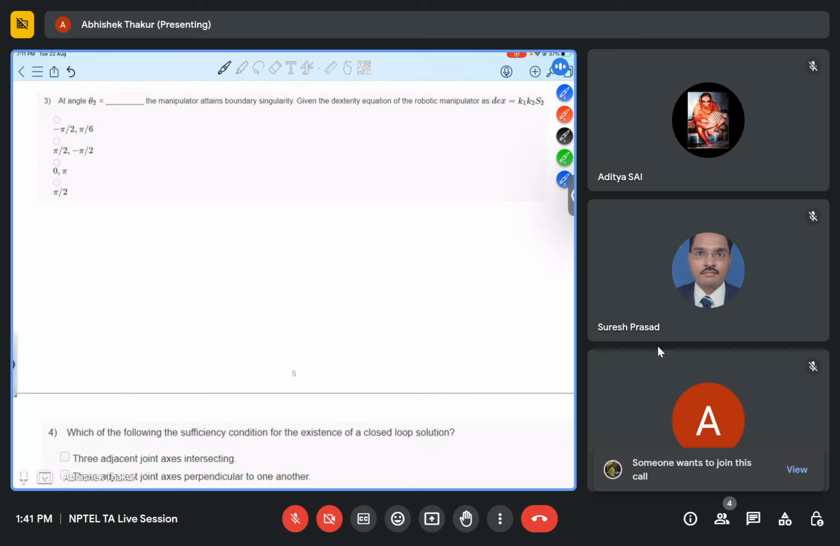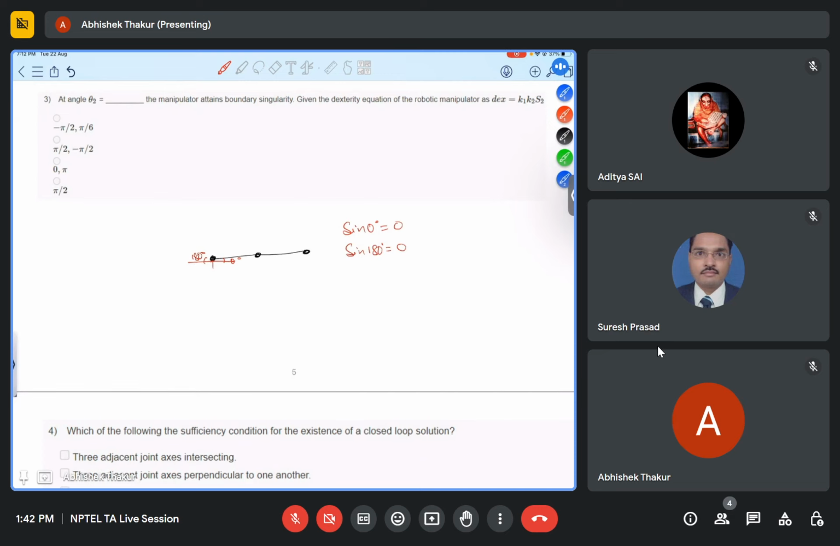So boundary singularity is attained when the arm is completely stretched. Let's suppose there are three joints, so the arm will be completely stretched. Let's suppose this is our base. So when this angle is 0 degree or 180 degree, because sine 0 is 0, and sine 180 is also 0, the arm will be completely stretched, and at that time the manipulator will be at the boundary.